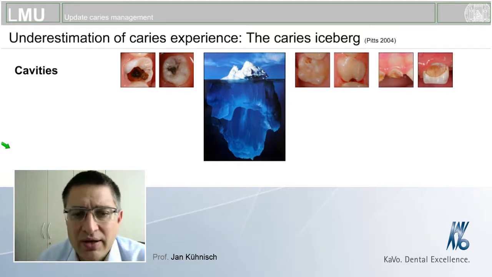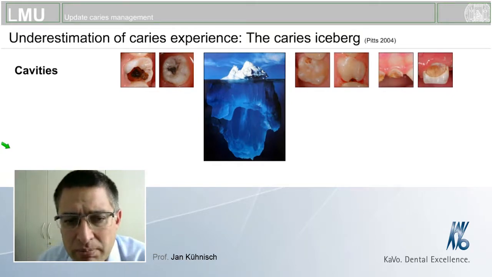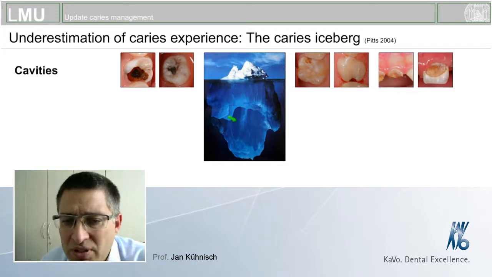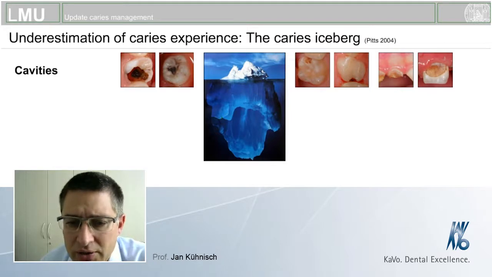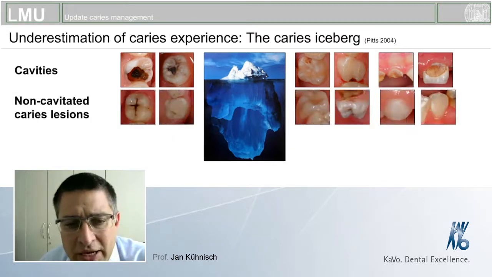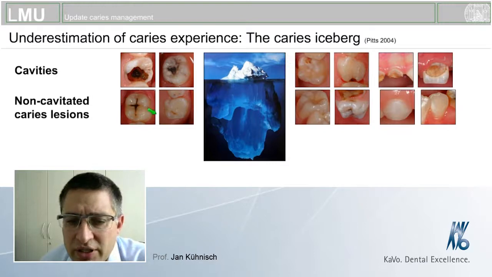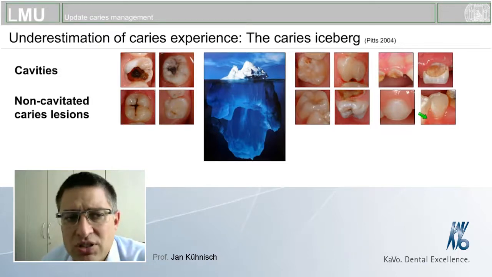What we can see clinically, day by day, is the peak of the iceberg. It means the cavities are visible, and we see this. But we are seeing only the peak of the iceberg, and we are missing the body of the iceberg. The major part of caries today, especially in young populations, is non-cavitated caries lesions, which can be seen frequently, and we have to detect them as we know these patients are at risk, and these people have a higher probability that such lesions will progress. It happens today slowly. It is not a fast process.